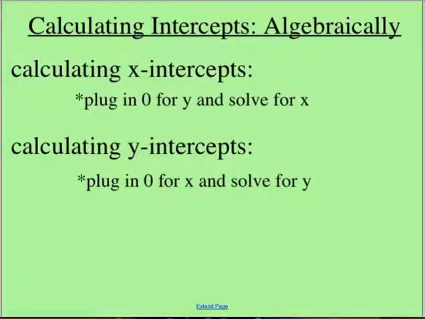You also will need to be able to calculate intercepts algebraically. So calculating an x-intercept, all you have to do is plug 0 in for y and then solve for x. If you're calculating a y-intercept, you plug in 0 for x and solve for y. So I have a couple of examples, and then that will wrap up the video.